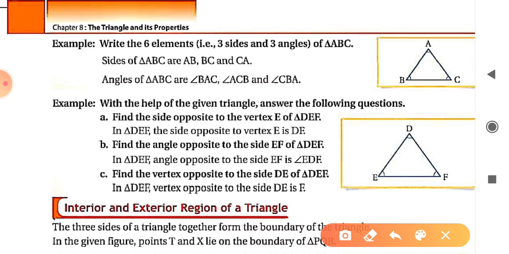Next is find the vertex opposite to side DE. We have to find the vertex opposite to side DE. DE is this side and its opposite vertex is F. F is the opposite vertex to side DE.